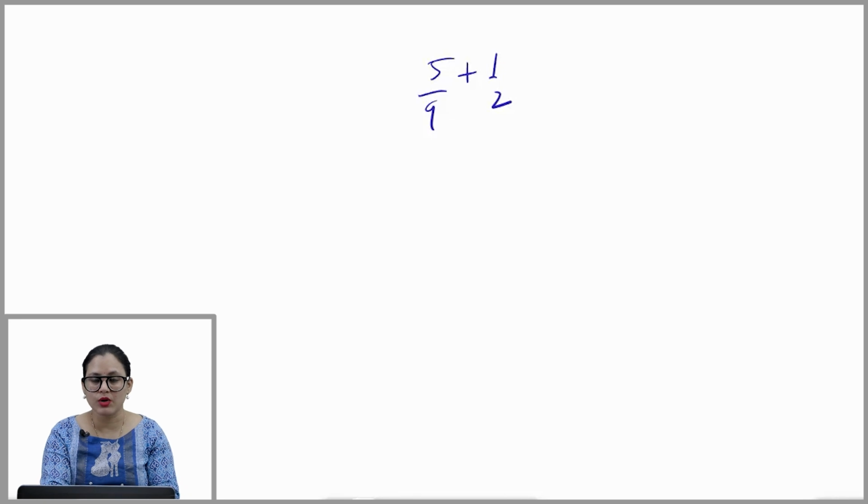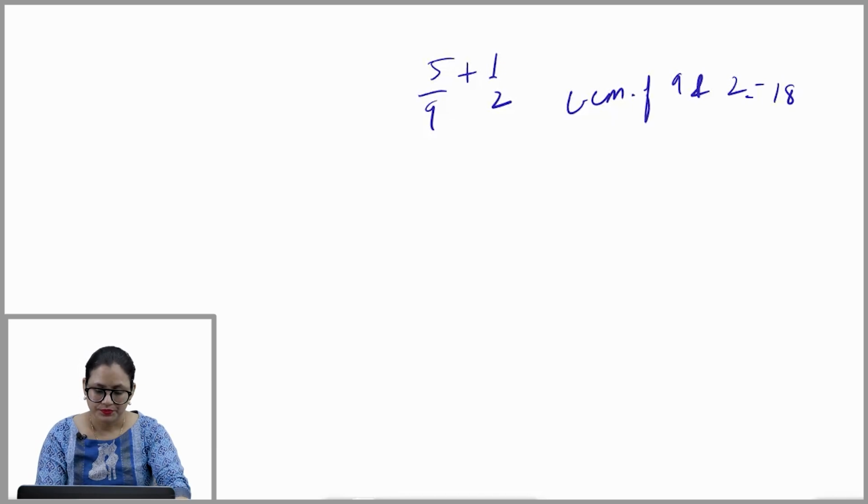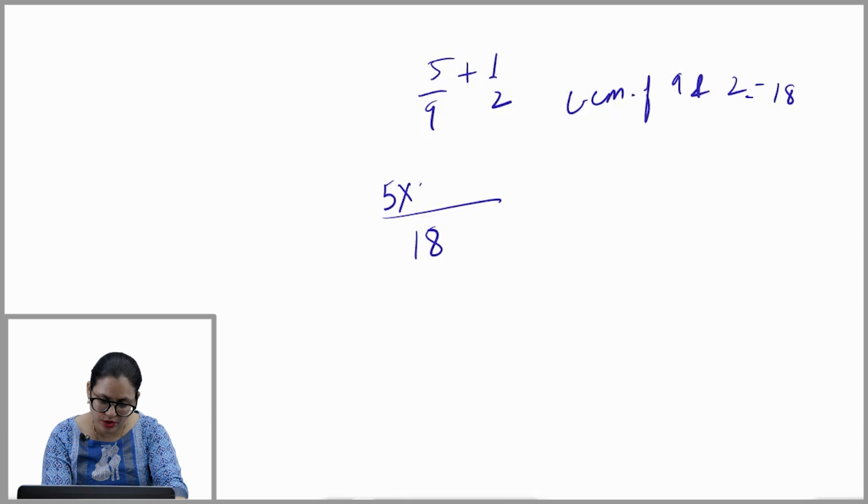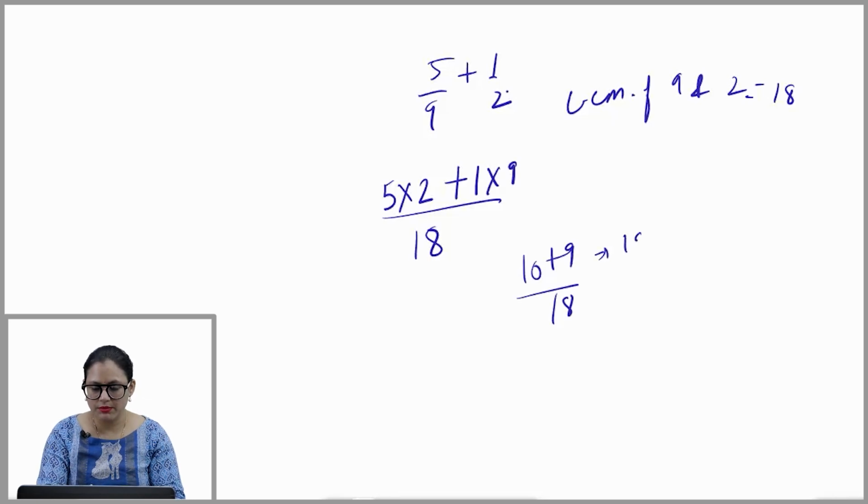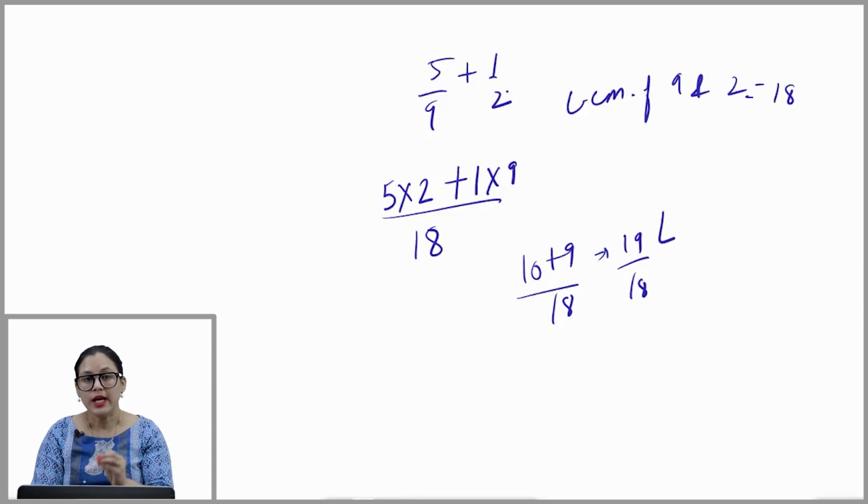Denominators are not equal, so we will take the LCM. LCM of 9 and 2 is equal to 18. Now we will make this denominator 18 by multiplying it by 2, so we will multiply 5 by 2 also, and by making this denominator 18, we will multiply it by 9, and we will also multiply 1 by 9. 5 2s are 10 plus 9 by 18 is equal to 19 by 18 liter is the answer. Or you can change it into a mixed number also. You will get 1 whole 1 by 18 liter of fruit punch.